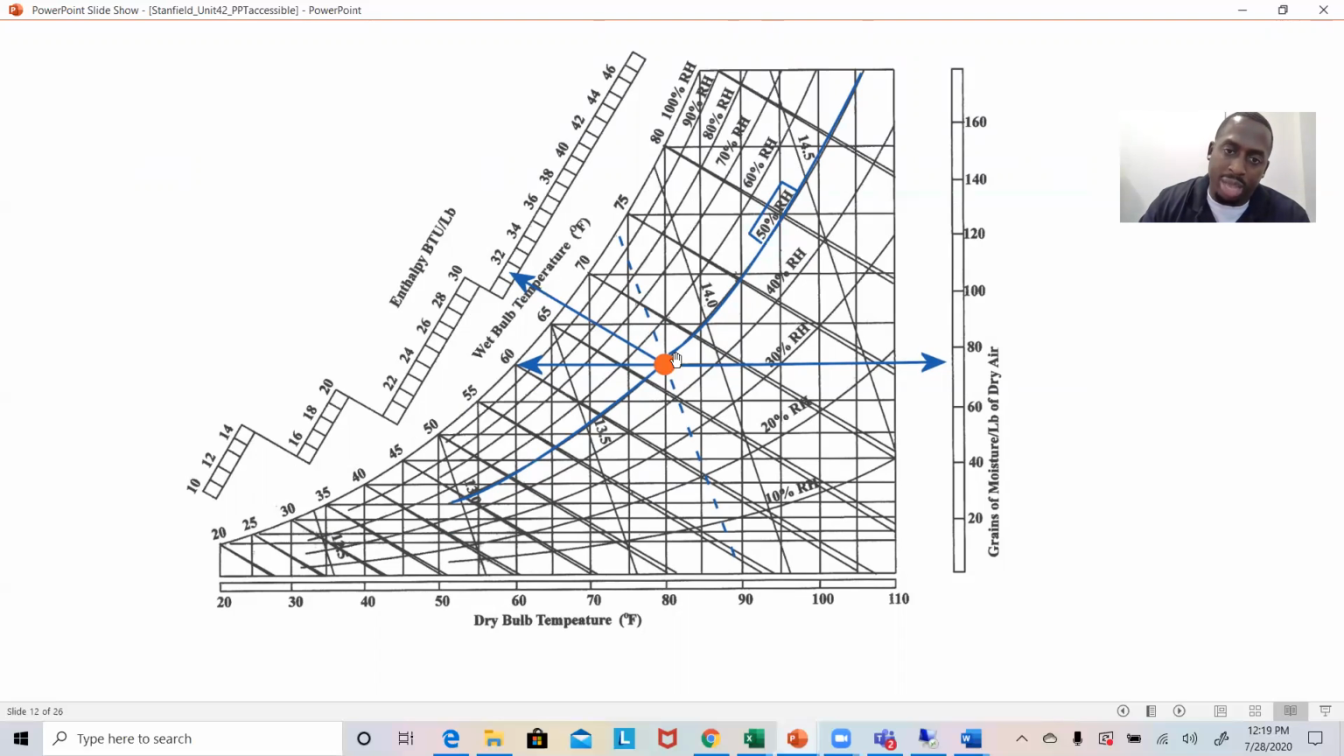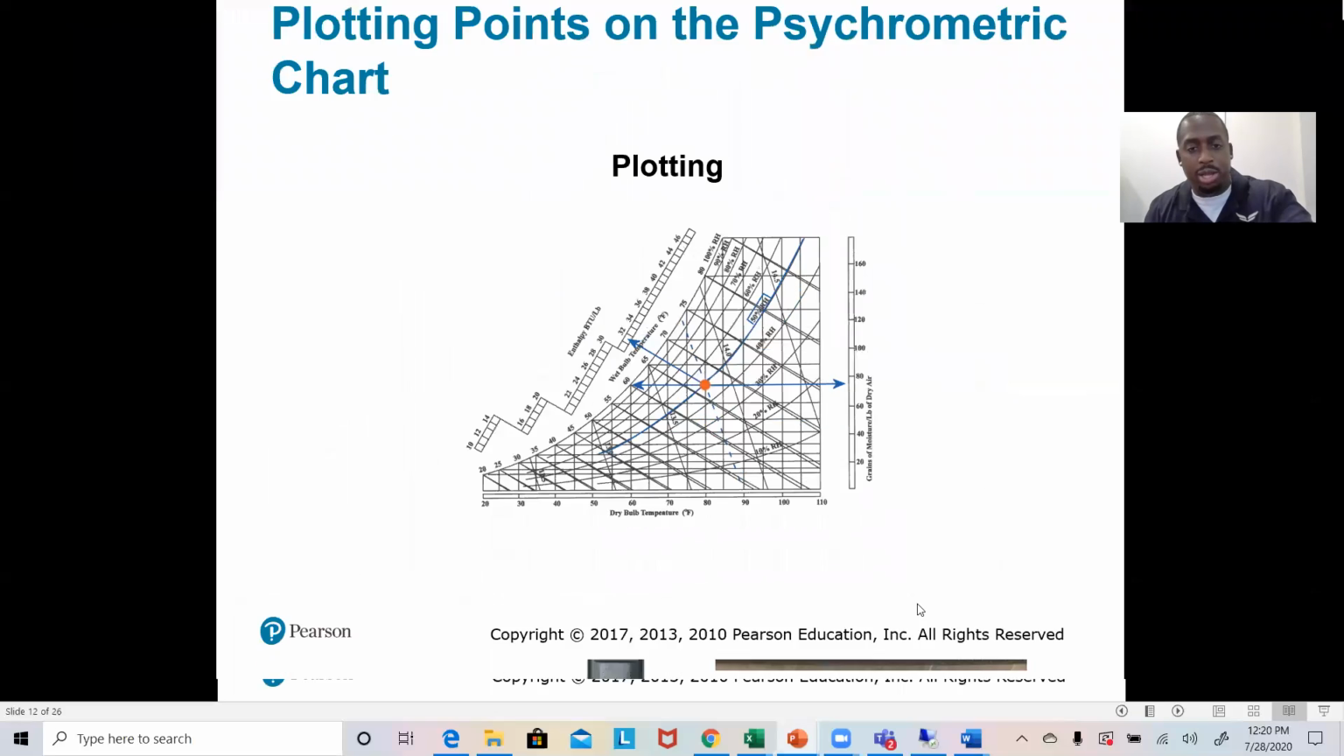And then what else happens to be intersecting right here? We can follow it up this way and find our relative humidity, which is 50%. Or if we wanted to find out grains of moisture, we could follow it out this way, and we're at about 78 grains of moisture. So you can find everything on this chart, even though it looks crazy. It's just a matter of taking the properties that you are given, which in this case was the 80 and the 67, and then from that point just tracing back from that intersection.